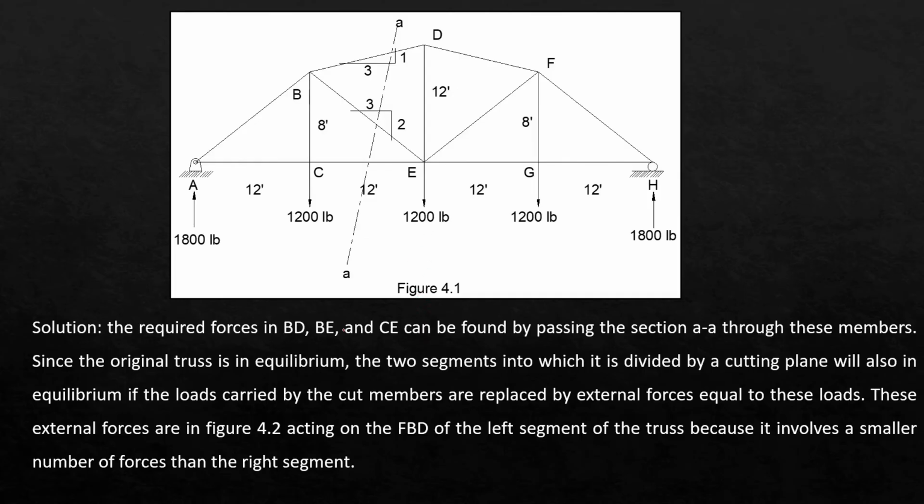So the required forces for BD, BE, and CE can be found by passing the section AA, this one, through these members. Since the original truss is in equilibrium, the two segments into which it is divided by the cutting plane will also be in equilibrium if the loads carried by the cut members are replaced by external forces. So meaning if we are going to cut here, there will be external forces acting here. Could be like this one.